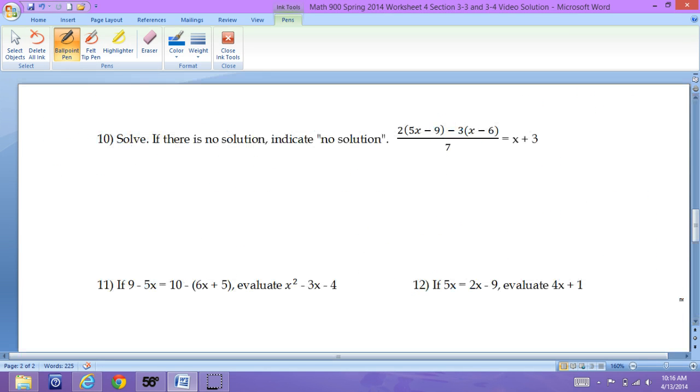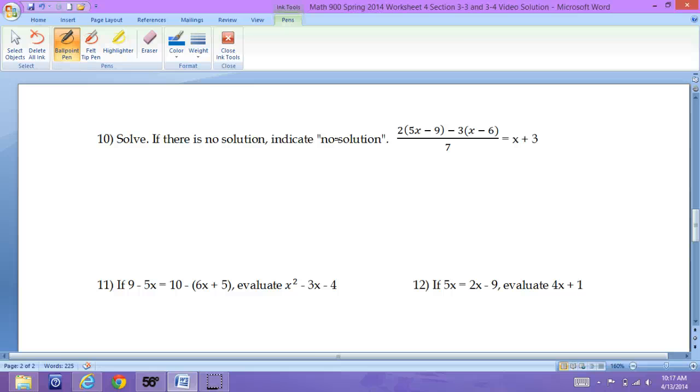So here, if there is no solution, indicate no solution. Some of you did a lot of this problem, and then you just kind of stopped because you weren't sure. So again, you have to go back to reading the instructions. It says if there's no solution, indicate so. What does that mean to have no solution? If you receive a false statement, that means there's no solution. So if at the end of this it says that 2 equals -5, well then there's no solution. I need it to say x equals something.